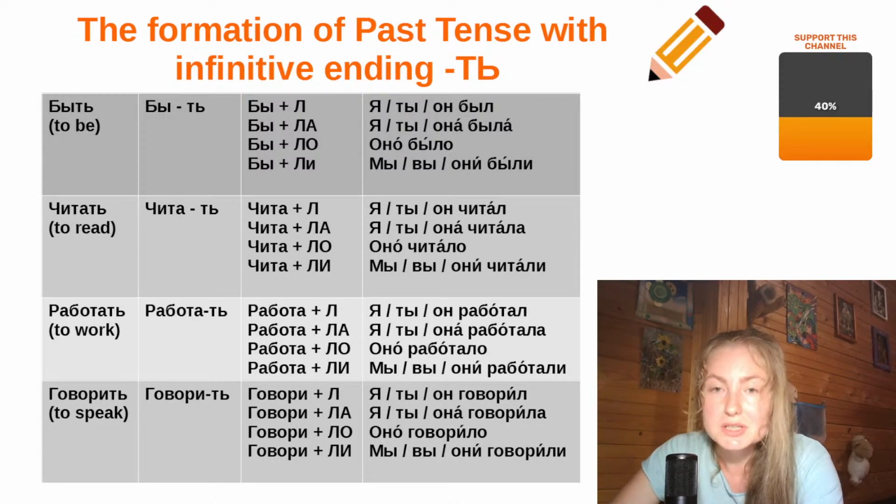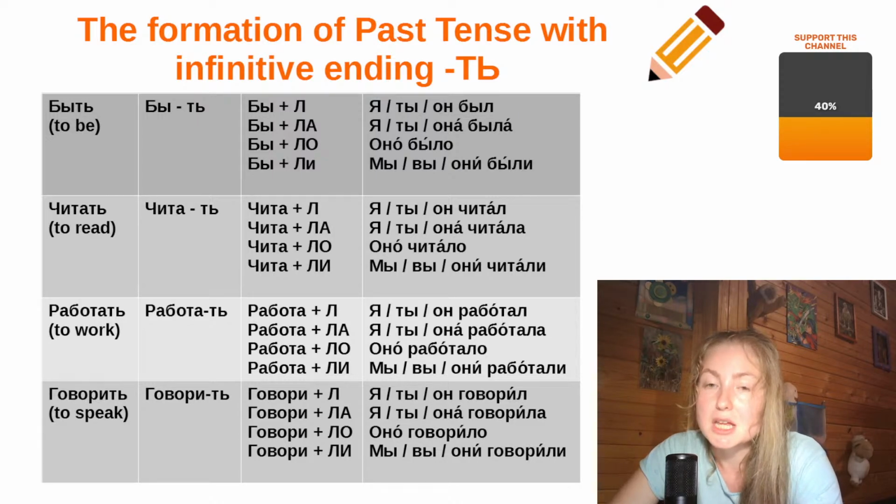And then to this stem, «бы» is a stem of the verb, we need to add the appropriate endings of the past tense. The first is «был», like «я», «ты», «он», «был». So I was, you was, he was. «Была» it's feminine ending. «Я была», I was. «Ты была», она была. I need to explain you why here we have «я был» and «я была».